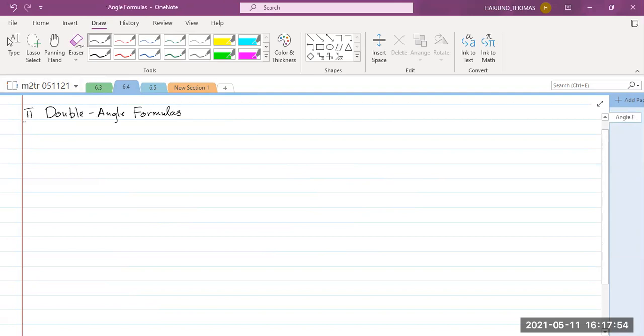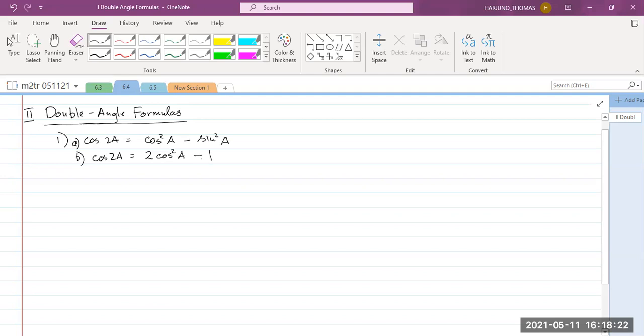That's group 2. Memorize in this order. First one, cosine 2a equals cosine squared a minus sine squared a. Now that's the first variation. The second variation of the same formula is 2 cosine squared a minus 1. The third variation, cosine 2a equals 1 minus 2 sine squared a.